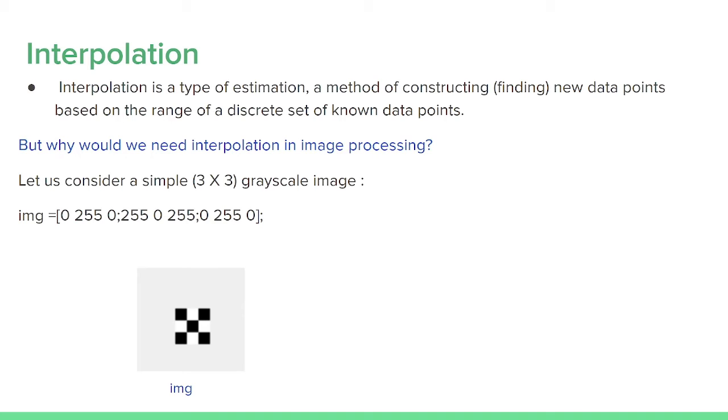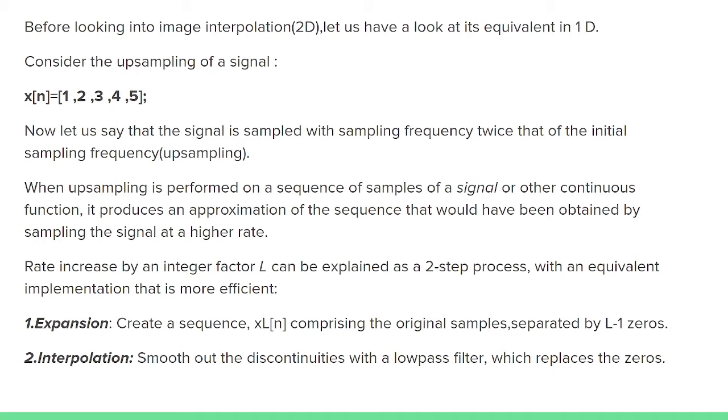Let us look into a simple example. Consider this 3 into 3 grayscale image given over here, the one in black and white. Before heading towards 2D interpolation, let us take a step back and look into 1D interpolation. Let us say I need to upsample a signal given by x of n = 1, 2, 3, 4, 5. Let us say I have to sample this signal at twice the initial sampling frequency. Whenever a signal is upsampled, it just produces an approximation of the sequence that would have been obtained by sampling the signal at some higher rate.